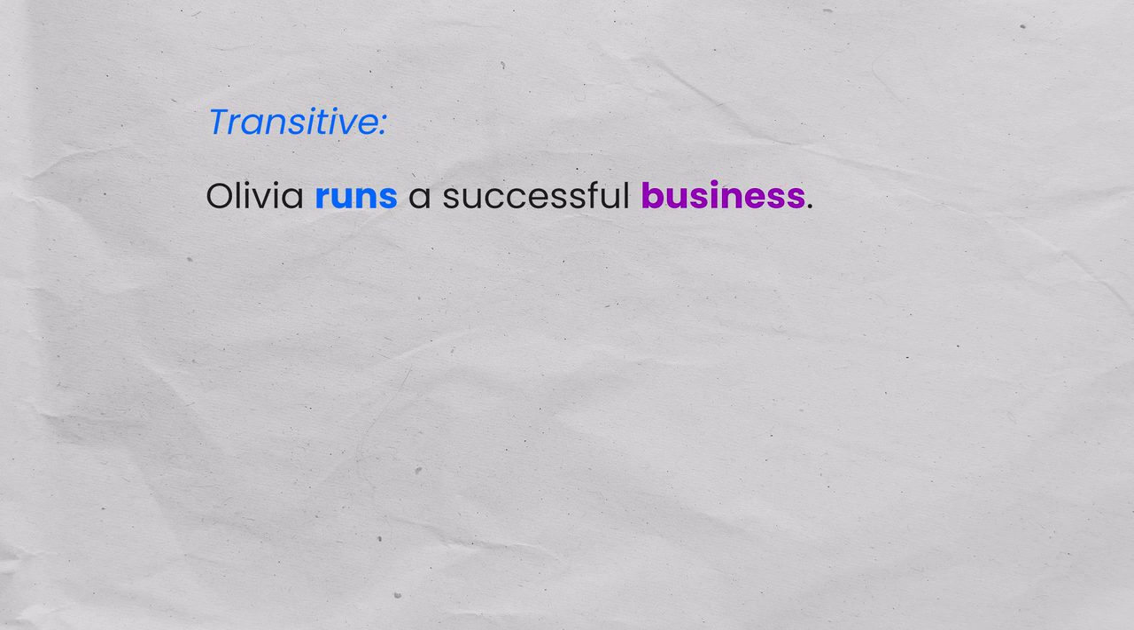One thing to remember is that verbs can sometimes be both transitive and intransitive. Look at these examples. Transitive. Olivia runs a successful business. Here, runs means manages, and in this sentence, the word runs needs an object.